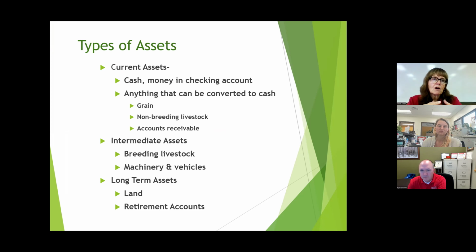Intermediate assets are breeding livestock like cows, sows, ewes, and machinery and vehicles. These are something we call intermediate assets because they will wear out within a 7 to 10 year time period. So we don't want to put them as a current asset because you really don't want to sell them to keep your operation going. That's kind of the base of your operation.